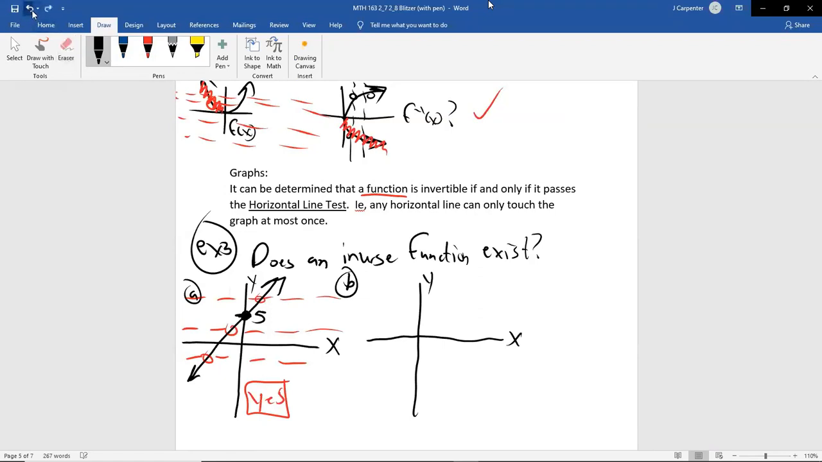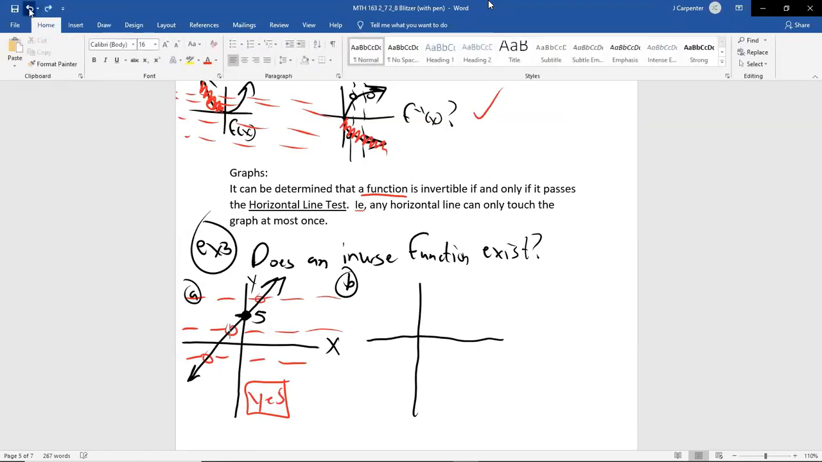These are terrible looking axes. Good grief. Undo. Sorry, I'm frustrated. There we go, a little better.